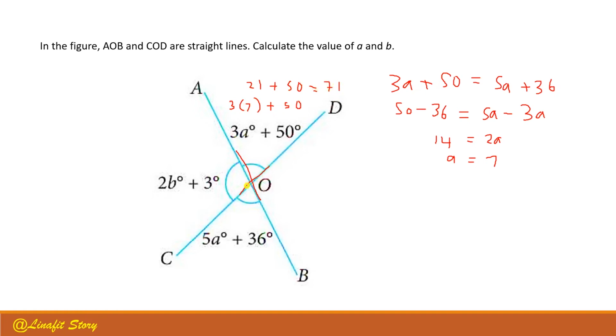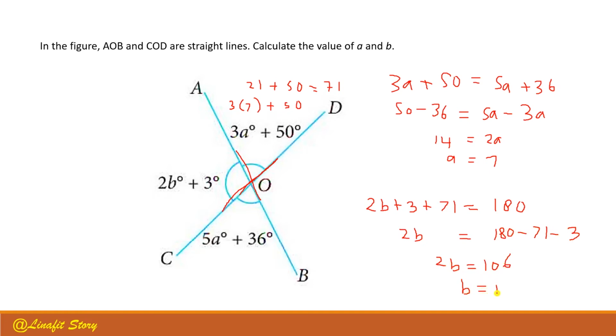And then there is angles on the straight line. So 2B plus 3 plus 71 is equal to 180 degrees. 2B is equal to 180 minus 71 minus 3. 2B is equal to 106. So B is 106 divided by 2 is equal to 53.